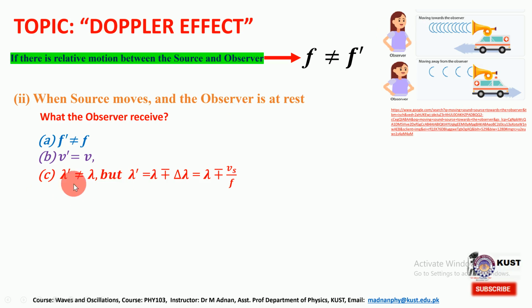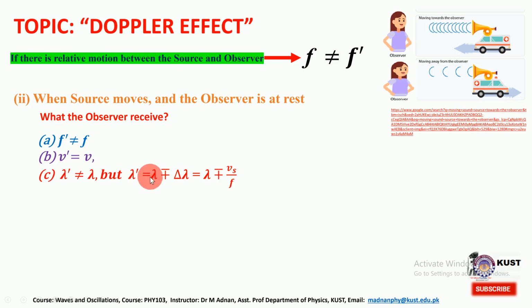So we can say that the two lambdas are not equal, because in the first situation each successive wave is emitted from a position which is closer to the observer than the previous wave. As a result, the wavefronts heard by the observer are closer together. And conversely, when the source is moving away from the observer, each wave is emitted from a position further from the observer than the previous one, and hence the distance between these successive wavefronts keeps on increasing, and here it keeps on decreasing.